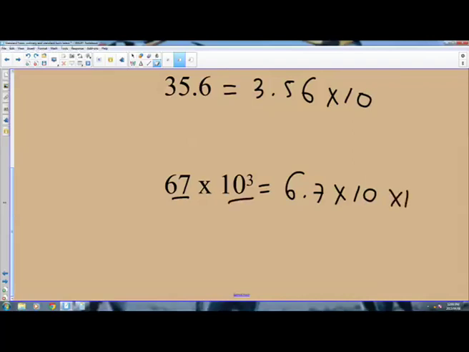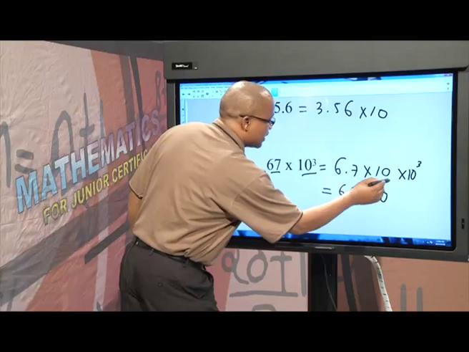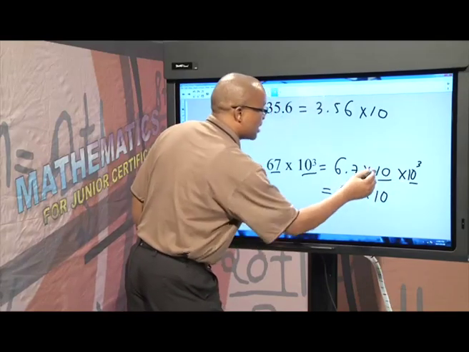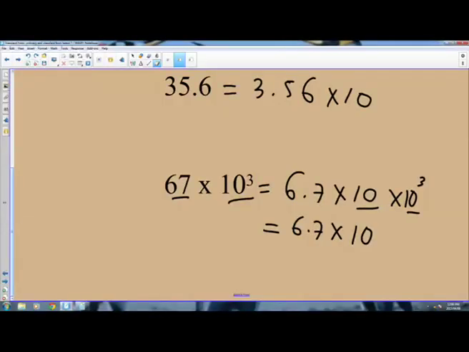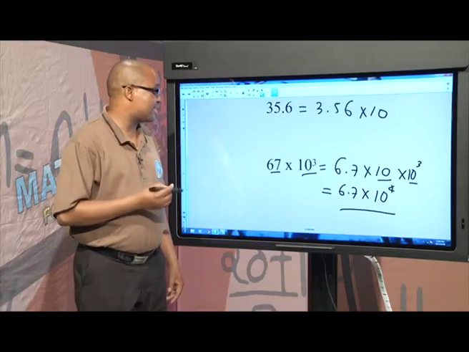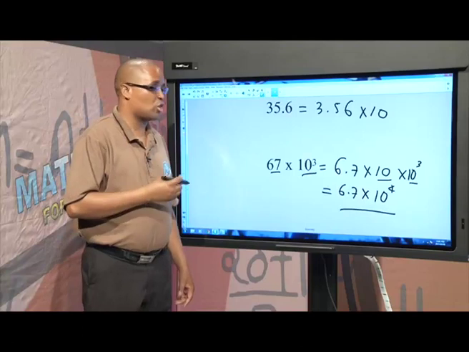So times 10 to the power 3. This simplifies to 6.7 times 10 to the power. The laws of indices says when the bases are the same, you add the powers. So we've got 10 here, 10 to the power 3. So this is 10 to the power 1, 10 to the power 3. So we add the powers. 1 plus 3 is 4. So the answer is 6.7 times 10 to the power 4. That's how you change 67 times 10 to the power 3 into standard form. The answer is 6.7 times 10 to the power 4.